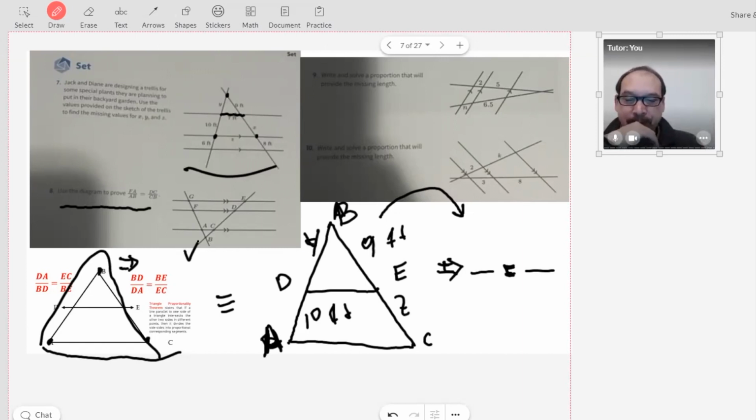DA over B equals EC. Yeah, let's try to use symbols that represent the length of each side. You know, just a single symbol or a number.